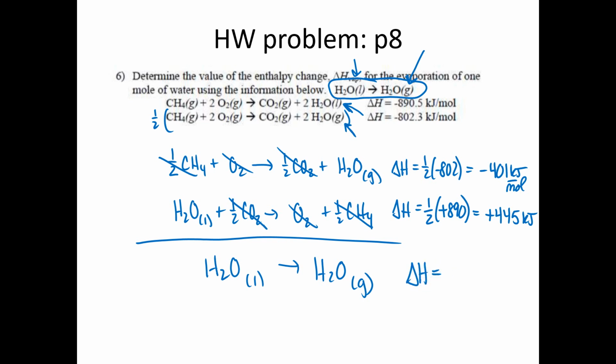And the delta H for that is we add up these two delta H's, so negative 401 and positive 445. We end up with about, what, 44 kilojoules per mole. So it takes about 44 kilojoules of energy to evaporate 1 mole of liquid water.